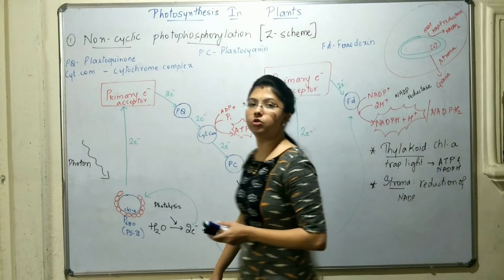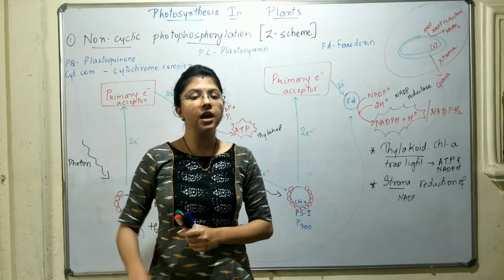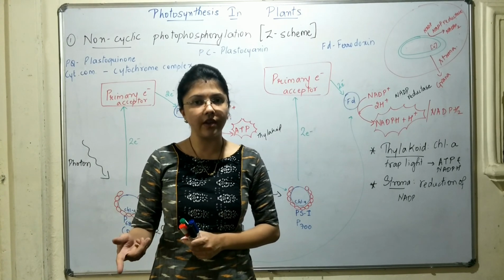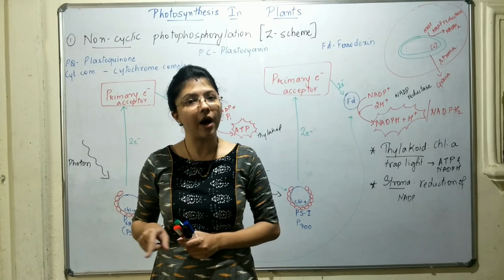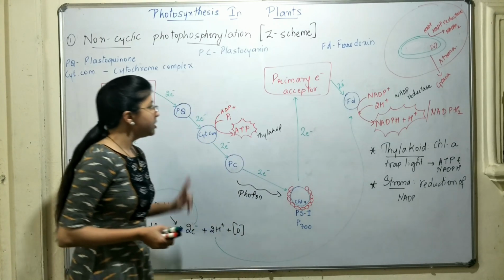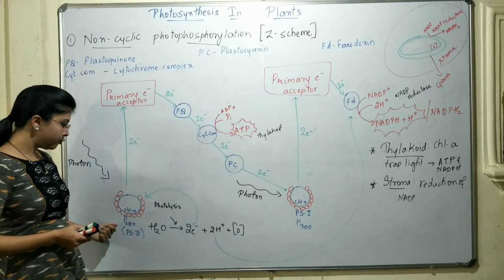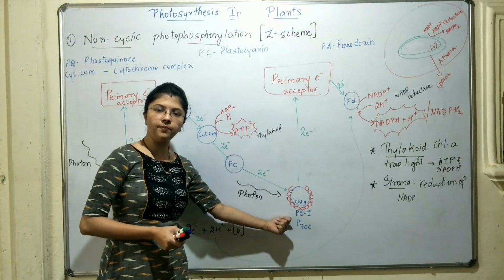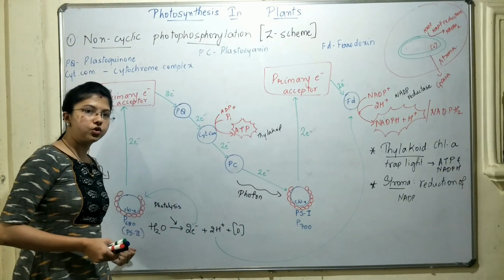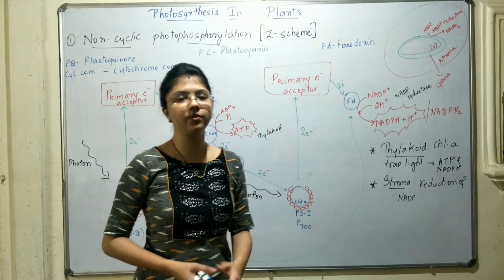So this is all about your non-cyclic photophosphorylation. It is called non-cyclic because the electrons once released from the reaction center are never going to return back to the reaction center. And remember, non-cyclic photophosphorylation involves two photosystems, photosystem 2 and photosystem 1. It starts with photosystem 2 and the electrons then will be transferred to photosystem 1.